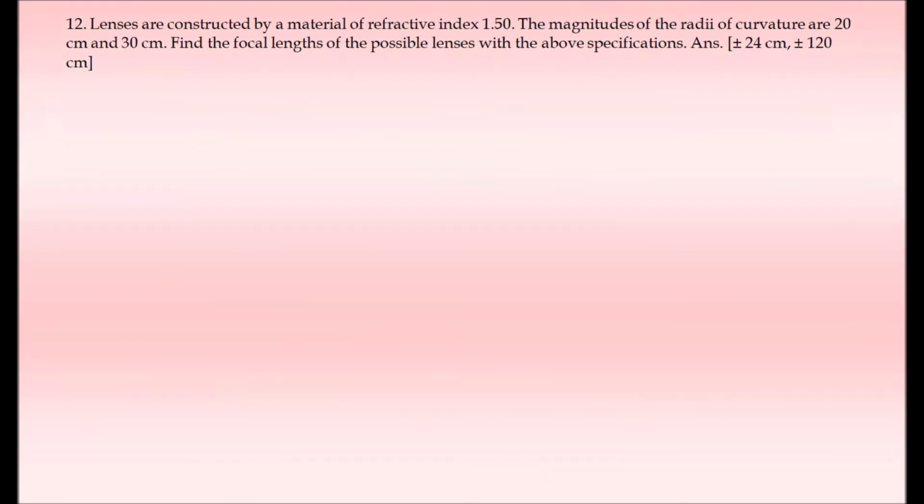So this is the last problem of this section. Lenses are constructed by material of refractive index 1.5. The magnitudes of radii of curvature are 20 centimeter and 30 centimeter. Find the focal lengths of possible lenses with these specifications. So the radii of curvature are given as 20 centimeter and 30 centimeter. So R1 is 20 centimeter and R2 is equal to 30 centimeter, and mu is given as 1.5. So you have to calculate the focal lengths of possible lenses.